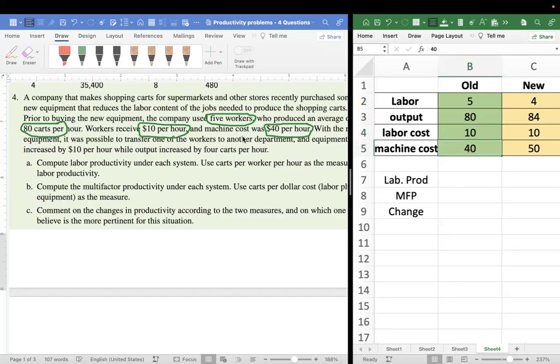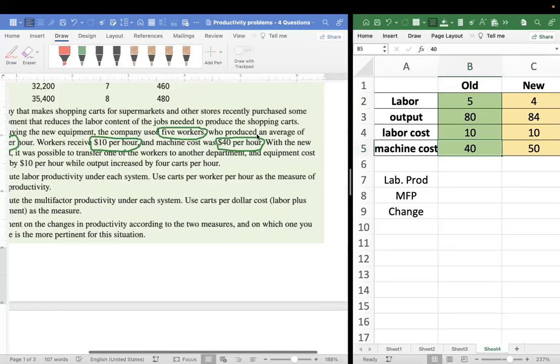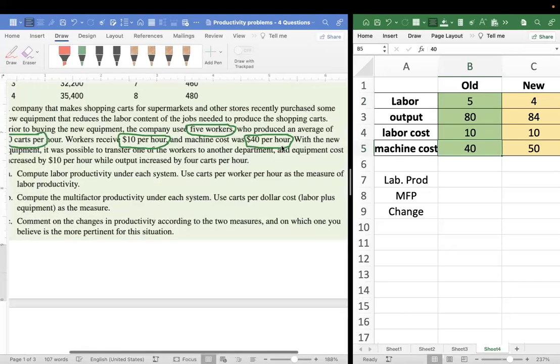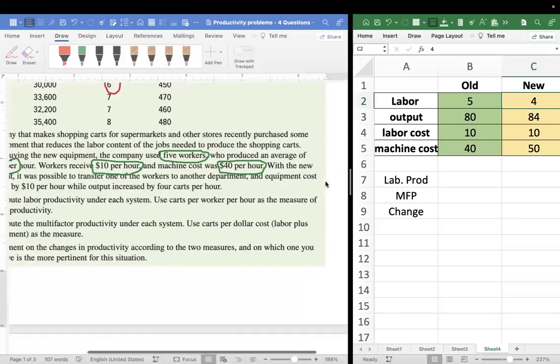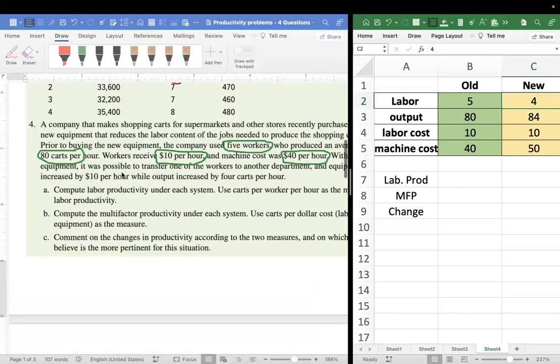Now they have two systems. In the next sentence, they say with the new system, it was possible to transfer one of the workers to another department. So initially they had five workers, and when they transferred one worker to another department, in the new system they are left with four. Then it says equipment cost increased by $10 per hour. So initially machine cost was 40, now it becomes 50.